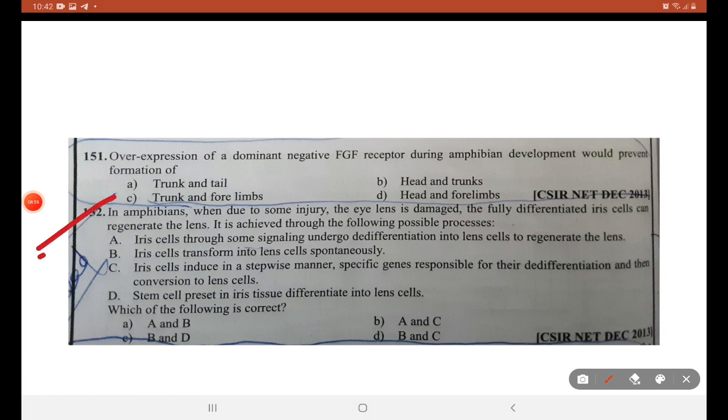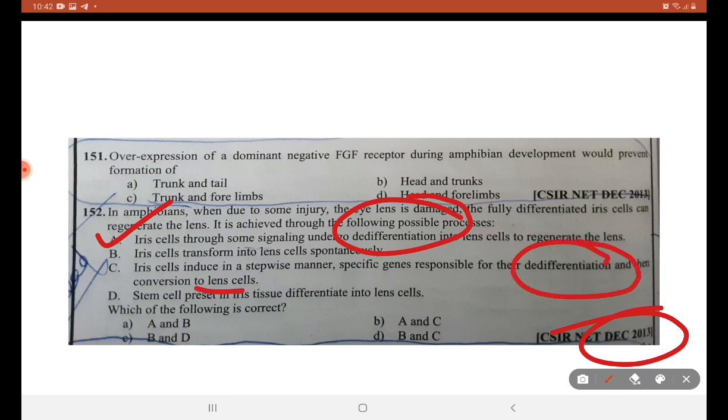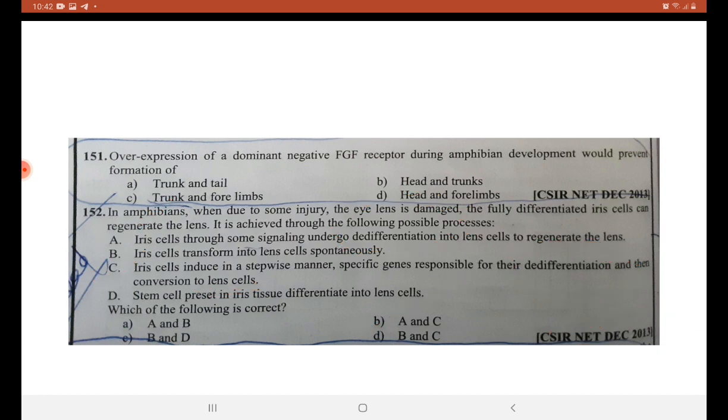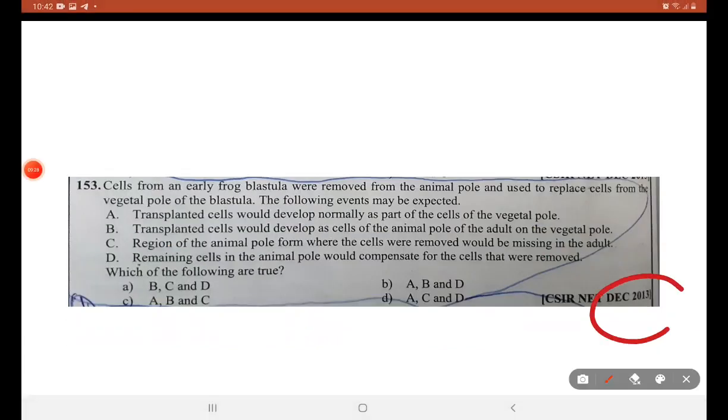This is a blank question that anybody can answer. Amphibian, due to some injury, 2013. When the lens is damaged, it is regenerated from fully differentiated iris cells. It is achieved through the following possible process: iris cells, through some signaling, undergo de-differentiation. Correct. The same statement is repeated. De-differentiated and then converted into lens cells. Correct. A and C is the right answer.